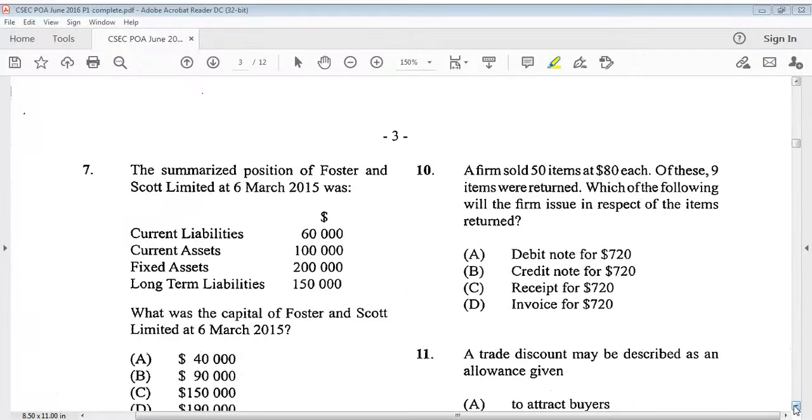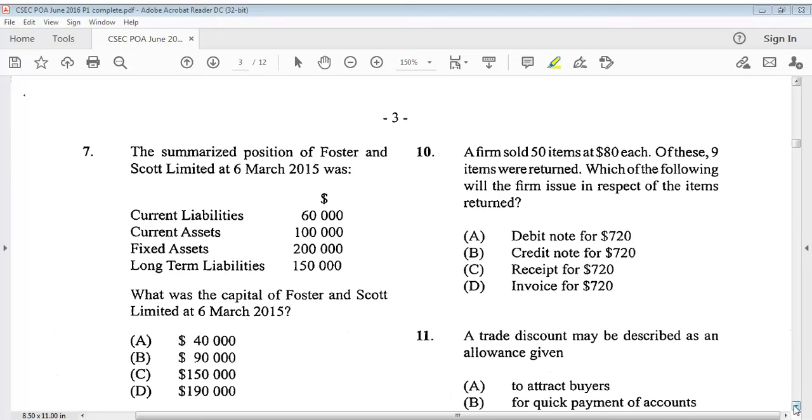Let's go to number 7. The summarized position of Foster and Scott Limited at 6th of March 2015 was: current liabilities $60,000, current assets $100,000, fixed assets $200,000, long-term liabilities $150,000. What was the capital of Foster and Scott Limited at 6th of March 2015?